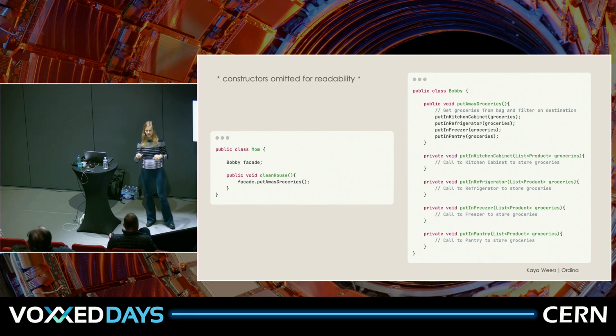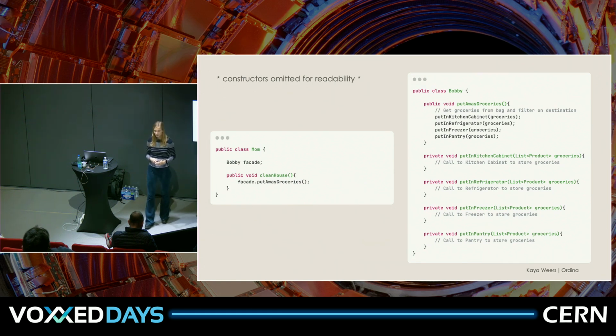So this makes it also visually that there's less logic for the client and more behind. So mom is the client, she just knows I can call Bobby and say put away the groceries. And then Bobby has all the logic. So we have even simplified it in here. There's no logic for doing the actual filtering and how to call all the subsystems. But that's everything, it should be all in the facade.